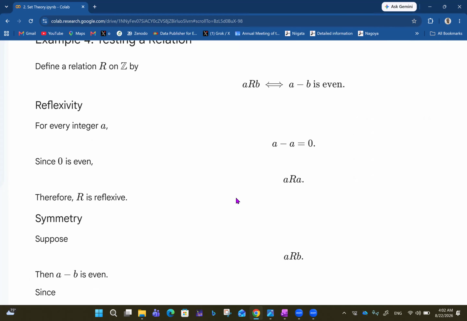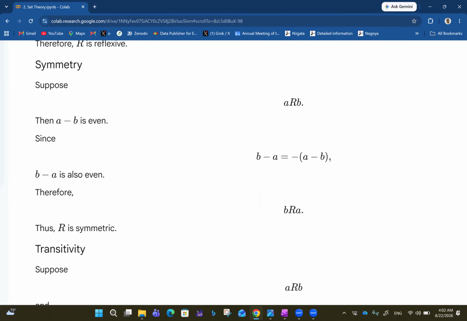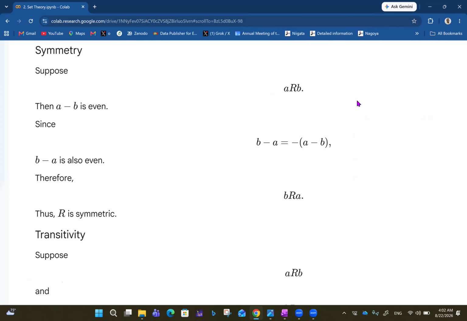Then symmetry. Suppose a is related to b, then a minus b is even. Since b minus a is equal to minus (a minus b), b minus a is even automatically. This is just a negation of that. So b minus a is also even. Therefore, b is related to a. Thus R is symmetric. Based on this definition, that a is related to b if and only if a minus b is even, symmetry works.